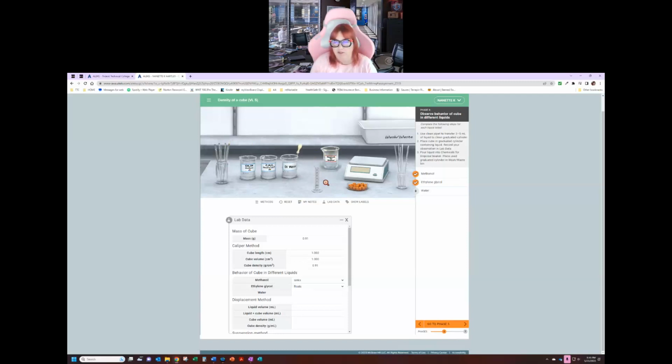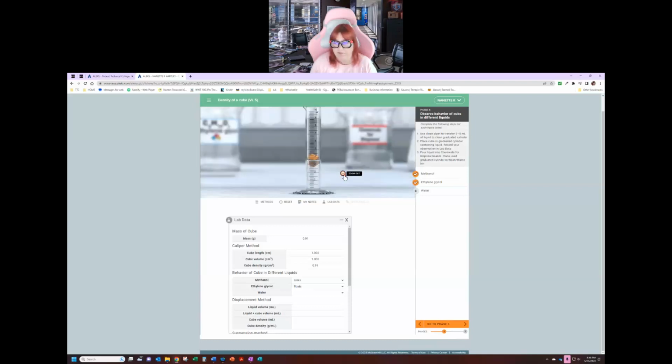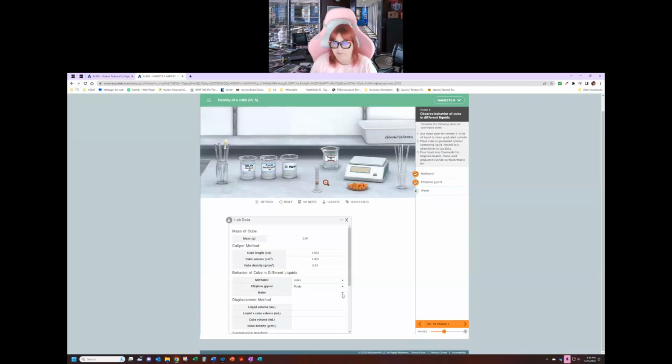1, 2, 3, and I put that in the waste, and I put my cube in it, and I can see that it floats as well. Now I've done everything I need to do for this. I need to dispose of the chemical and then put that in there.